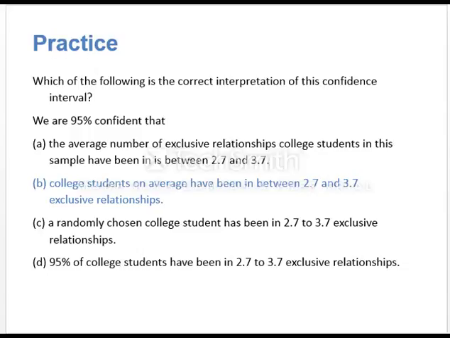College students on average have been in between 2.7 and 3.7 exclusive relationships. So this is saying on average, meaning the mean. That's important there. Let's point out what's wrong with the others. Well, the first one, A, says the average number of exclusive relationships college students in this sample have been in is between 2.7 and 3.7. Well, everything's good until you get to this phrase, in this sample. We already know all about this sample. It has a mean of 3.2 and a standard deviation of 1.74. Enough said. We know about the sample.